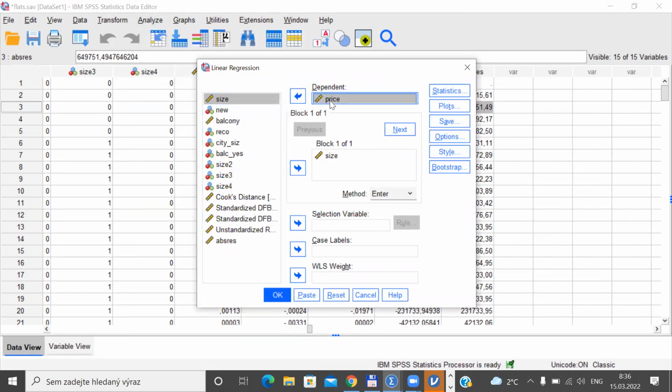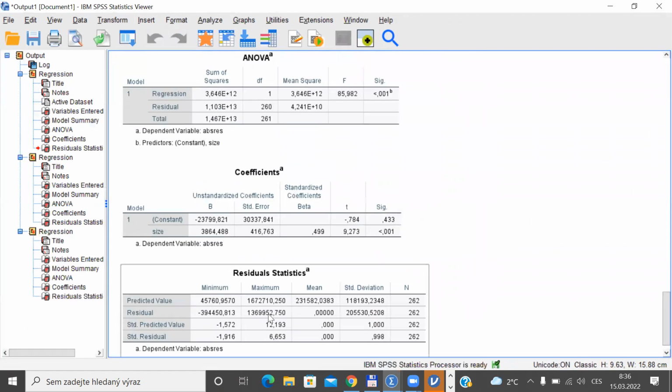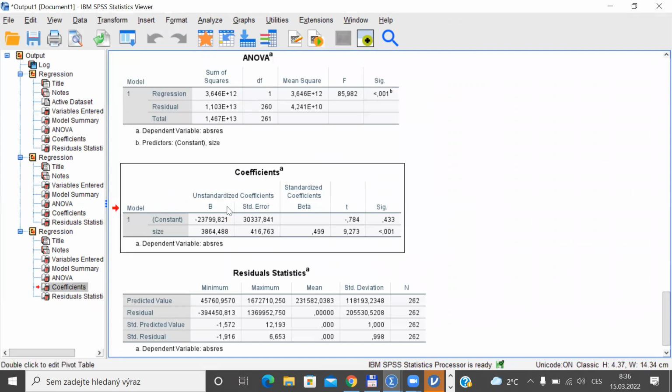And instead of price as dependent, I would take absolute values of residuals. Here it is. And here I would get results, only I still save residuals for this model, so that's useless. But still, here we have the evaluation of heteroskedasticity by Glejser's test. So a big T value and small p value means there is heteroskedasticity in my data.